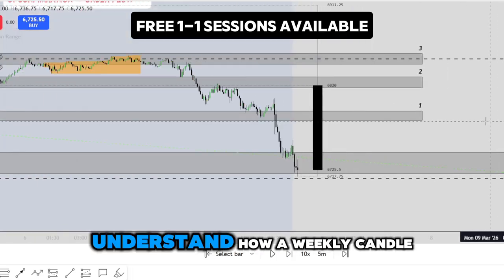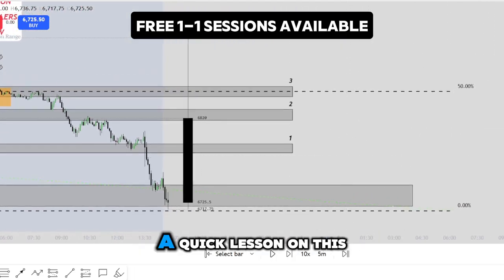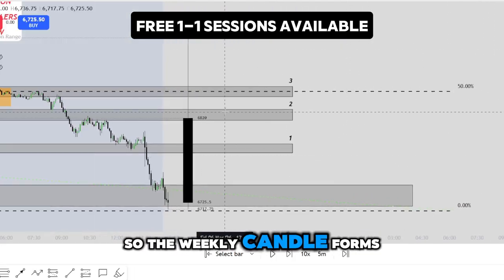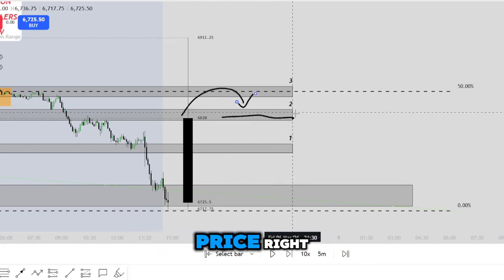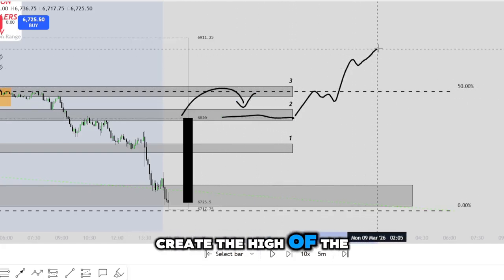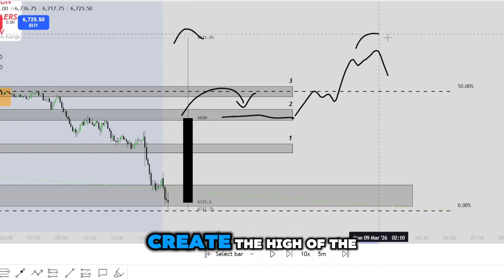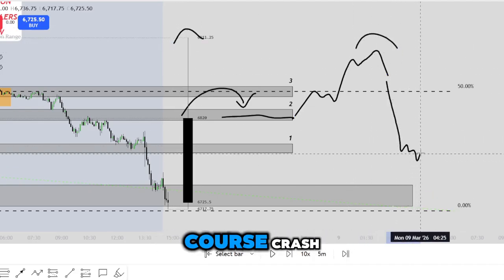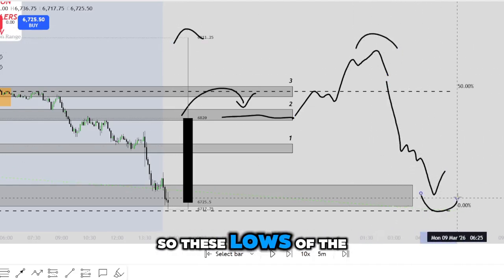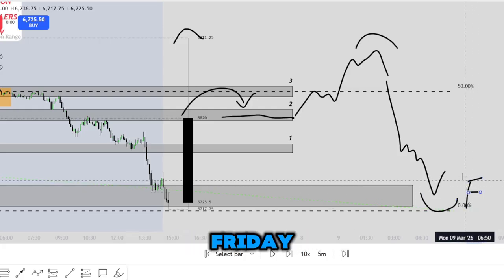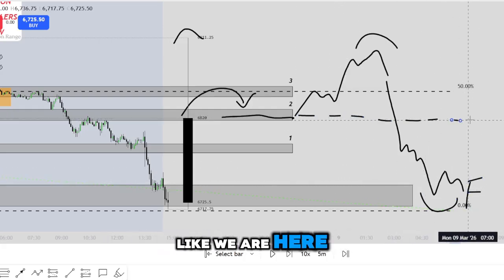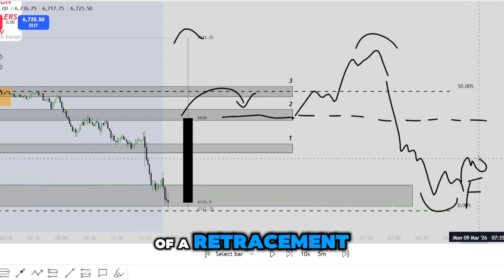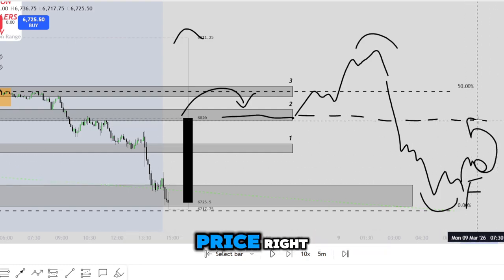Now for those who don't understand how a weekly candle forms, I'm just going to give you a quick lesson on this. So the weekly candle forms something like this, right? So the market will open, this is the weekly opening price, right? The market will head higher, create the high of the week, right? Just like it's done here, create the high of the week, and then we will of course crash. So these lows of the week are typically made by Friday. So on Friday, if we're below this weekly opening price like we are here, we want to see some kind of a retracement back to the weekly opening price, right?